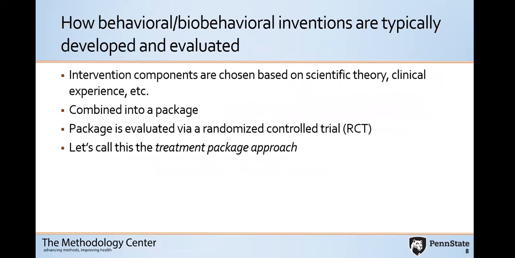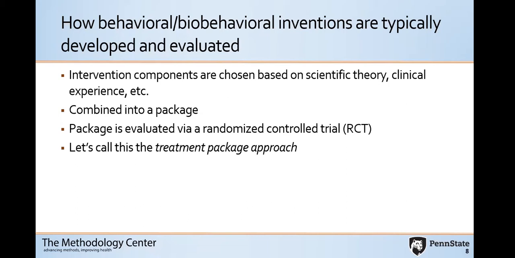So this is how behavioral and biobehavioral interventions are typically developed and evaluated. This is going to sound familiar to you, I think. Intervention components are selected based on scientific theory, clinical experience, perhaps recent secondary analyses an intervention scientist has done in his or her lab, et cetera. And then they're combined into an intervention package. And that package, as a package, is evaluated by means of a standard randomized controlled trial. I think you're all familiar with this experiment, usually called an RCT.